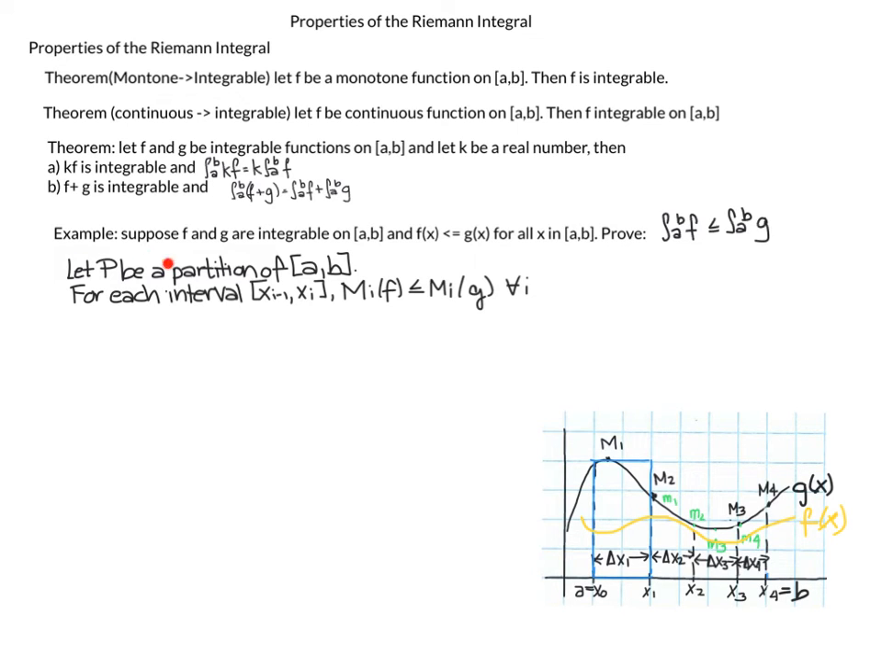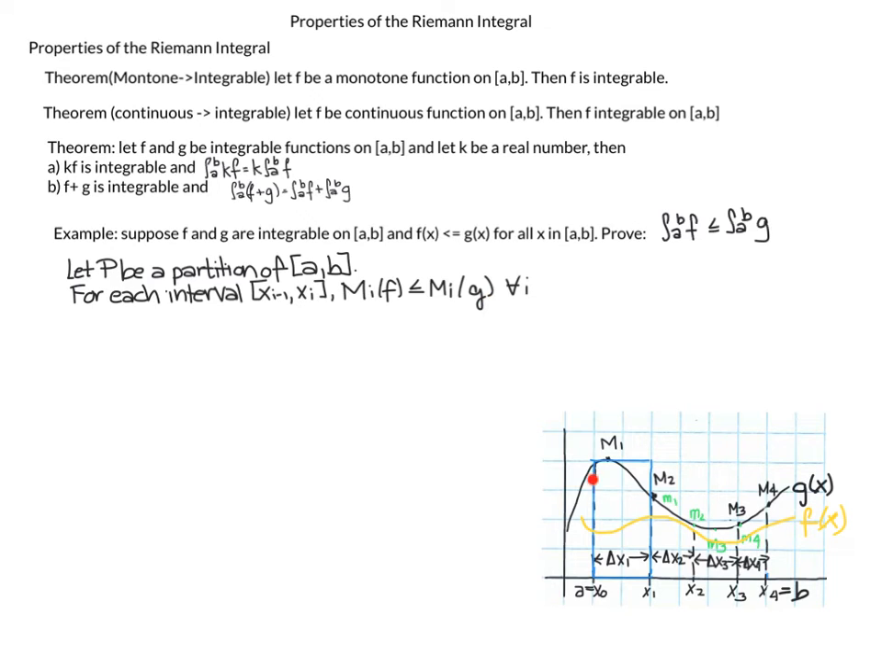We are going to start by partitioning the interval, and then we are going to note for each interval x_{i-1} to x_i that because f is less than g for all x, our sup of f will always be less than the sup of g.